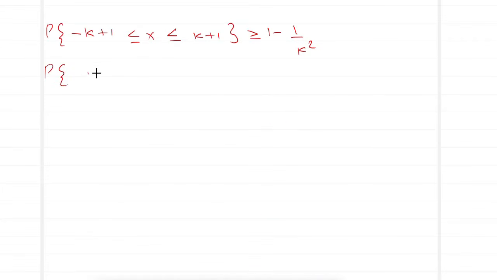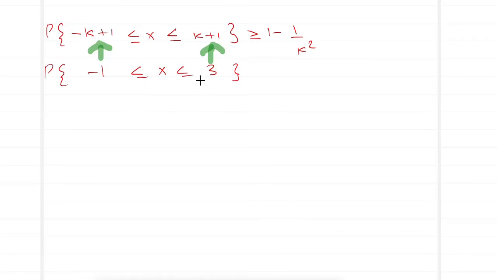Probability of minus 1 less than or equal to x less than or equal to 3. Now compare it with the given part. So on comparison, what do we have? We have 3 equal to k plus 1. Or we can compare the left hand side and say minus k plus 1 is minus 1. Both of them will give you the same value for k.